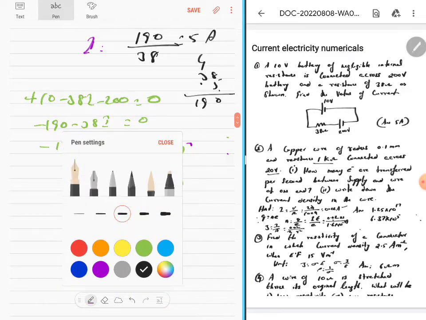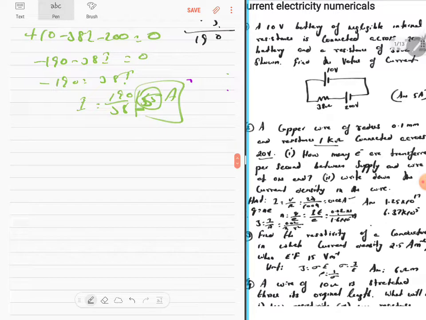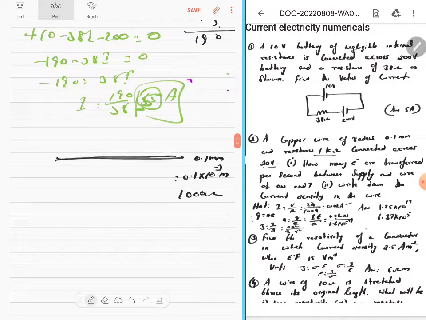So let's go to the second question. A copper wire of radius 0.1 millimeter and resistance 1 kilo ohm. So the radius of the copper wire is 0.1 millimeter, which is 10 to the power minus 4 meters, millimeter to meter. And the resistance is 1 kilo ohm, which is 1000 ohms. You are taking this copper wire and connecting it across a 20 volt battery. So this is a thick wire, a radius is given and resistance is given.